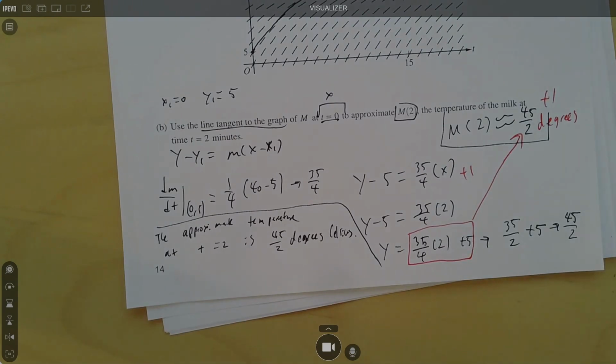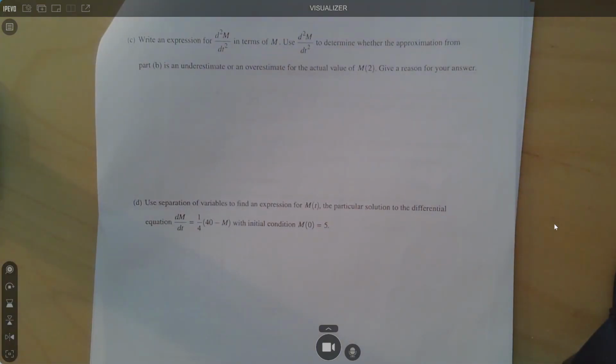Okay. Alright, let's wrap this up, guys. We're on C. Write an expression for d squared m dt squared in terms of m. Use d squared m dt squared to determine whether the approximation from part B is an underestimate or overestimate for the actual value of m, or reasonable for your answer. So this question is really similar to the other one we had earlier, but this time it doesn't give us a second derivative. We have to go find it.